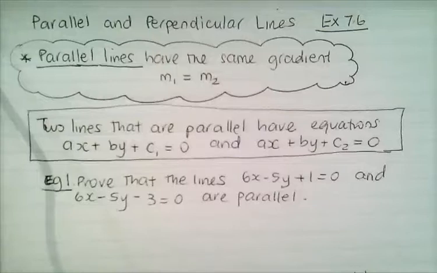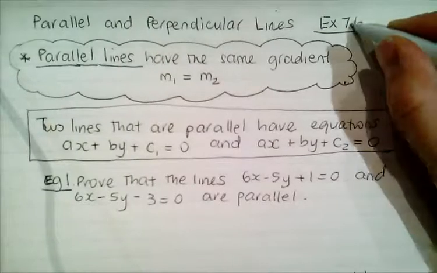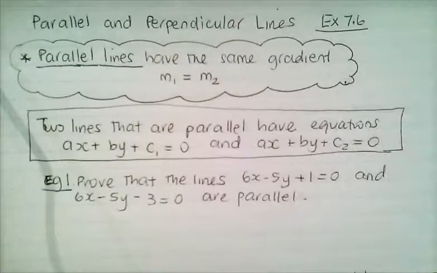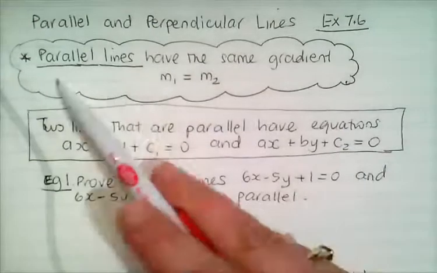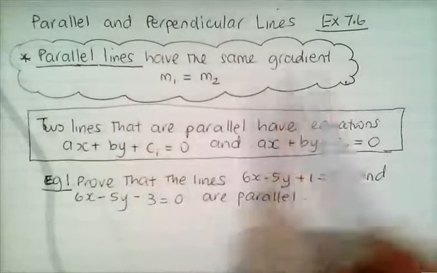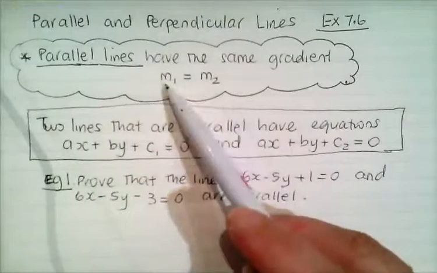Okay, this is exercise 7.6 on parallel and perpendicular lines. It's from the 3-unit extension 1 textbook. A lot of this is revision from last year, from year 10. So you know that parallel lines have the same gradient, and remember the symbol for gradient is small m.